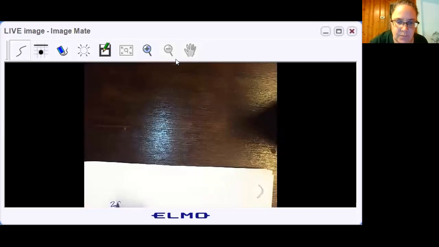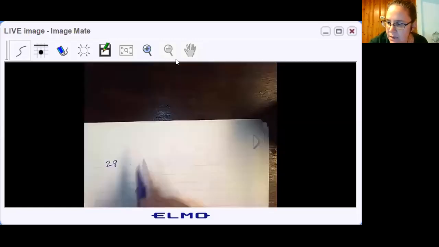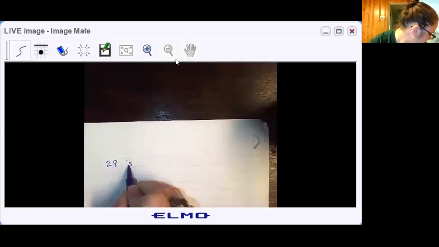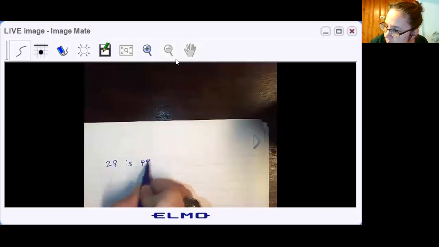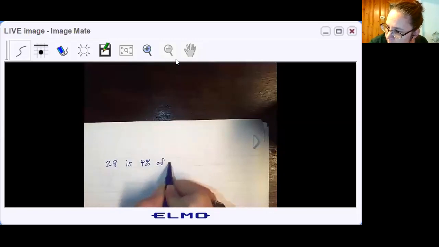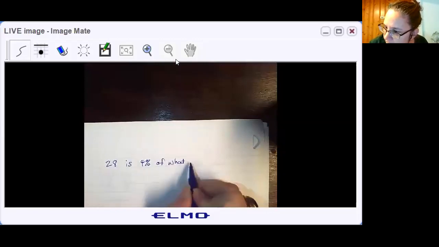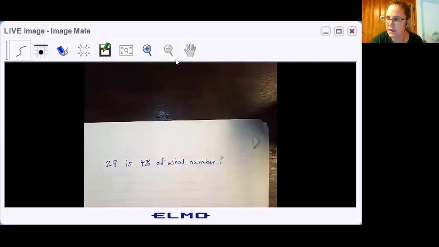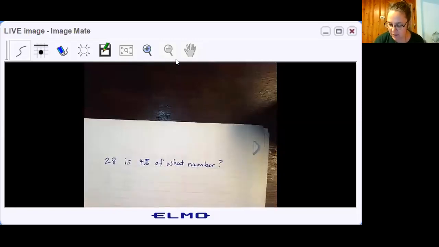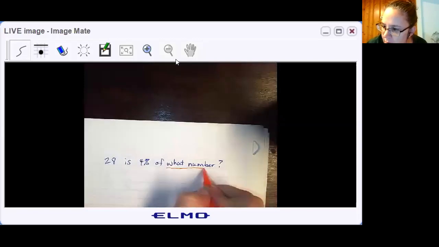28 is 4% of what number? Okay, here we go. Now this is a little different. Let's identify our key parts in this problem. Here's my variable. It says what number?